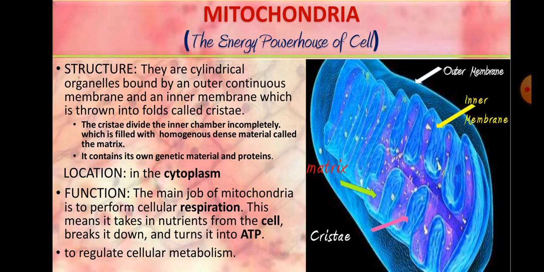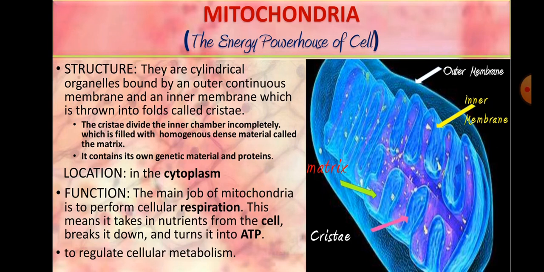that is the matrix. And the very important thing that makes this cell organelle different from many other or all other organelles is that it contains its own genetic material and protein, which makes the mitochondria not just the powerhouse of the cell but also a semi-autonomous unit, which means it can survive on its own to a certain extent. Where will you find these? You will find these scattered in the cytoplasm.